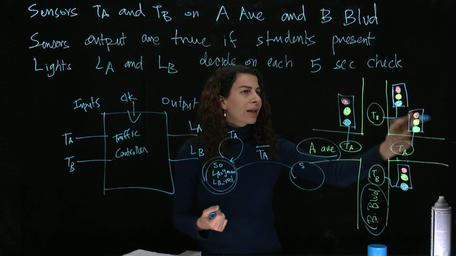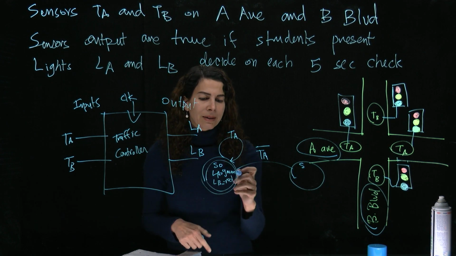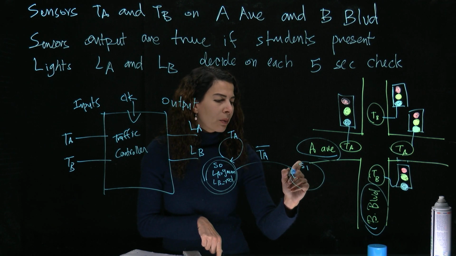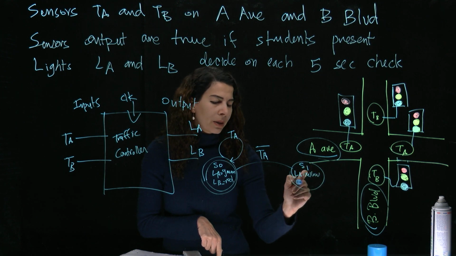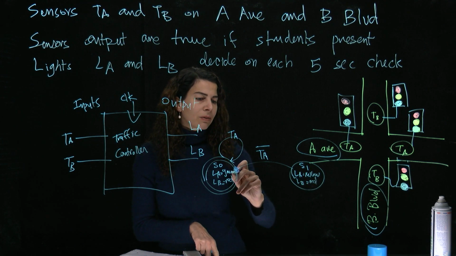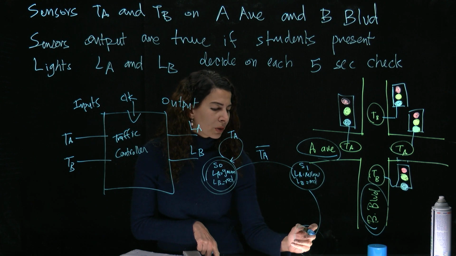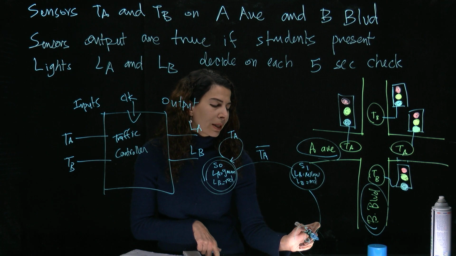But this is a three-state signal, so we always have to have this transition. Let's say it takes one clock cycle. So let's say this is S1, where LA is yellow and LB is red. But this is a transition state. It is only going to last one clock cycle, according to the assumption. Then we go to S2, where light A becomes red and light B becomes green.